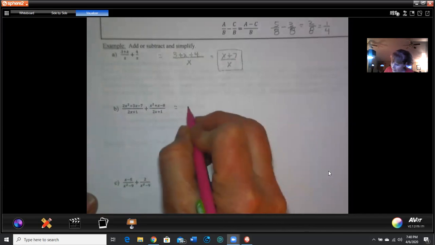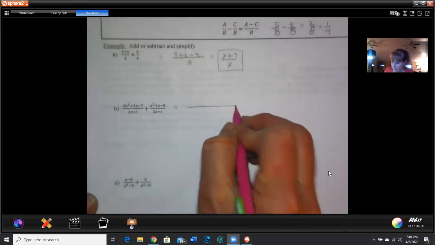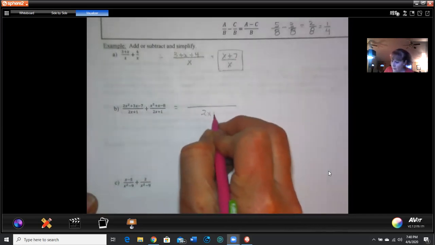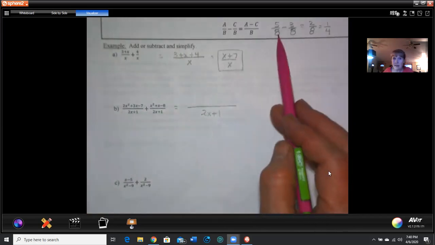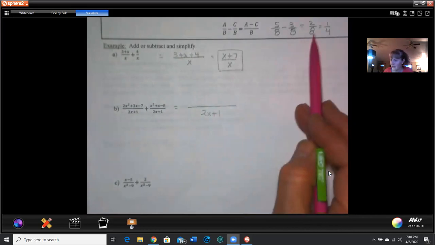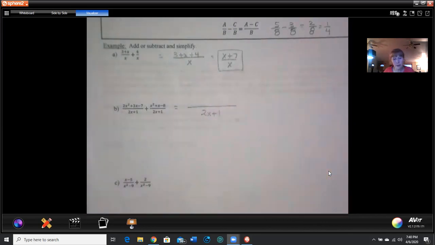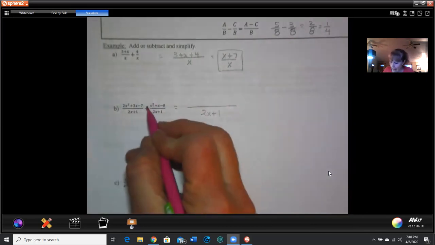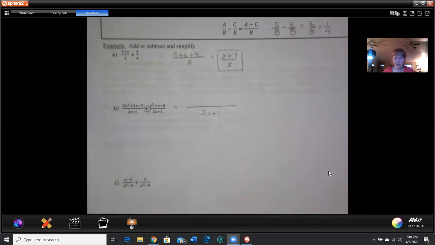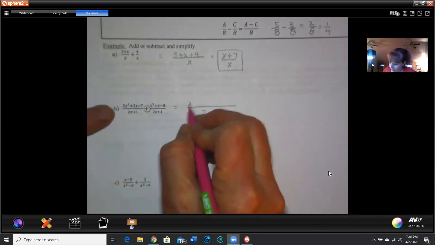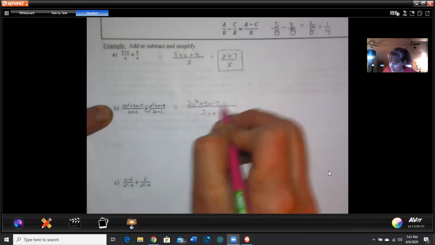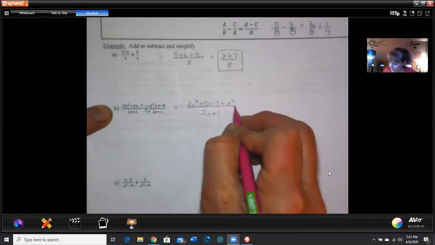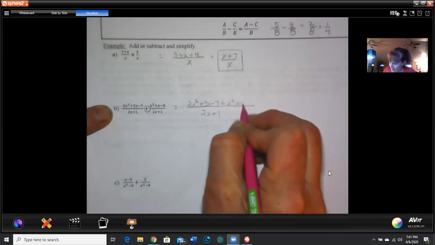So this one right here, the denominators are the same. They're both 2x plus 1. So I will put that common denominator here, just like I did up above with the 8s. So 2x plus 1 is your common denominator. Then I'm going to add the numerators together. So that gives me 2x. I'm just going to go ahead and rewrite them. Plus 3x minus 7 plus x squared plus x minus 8.